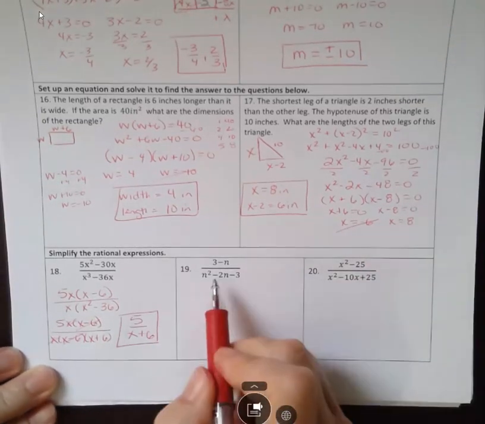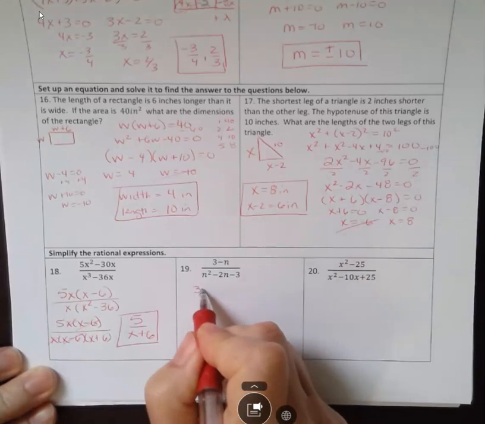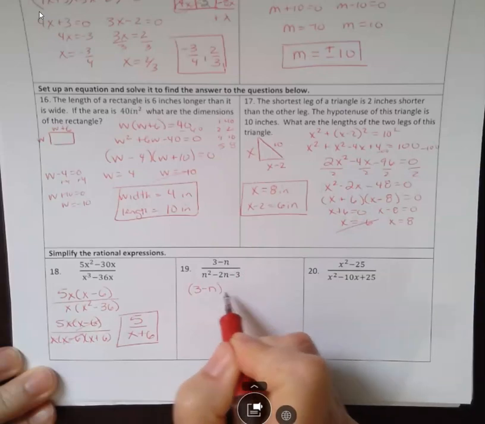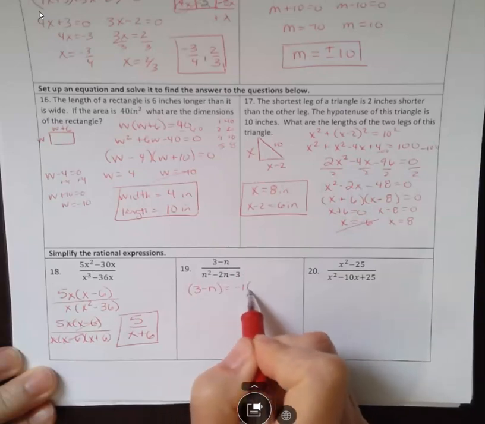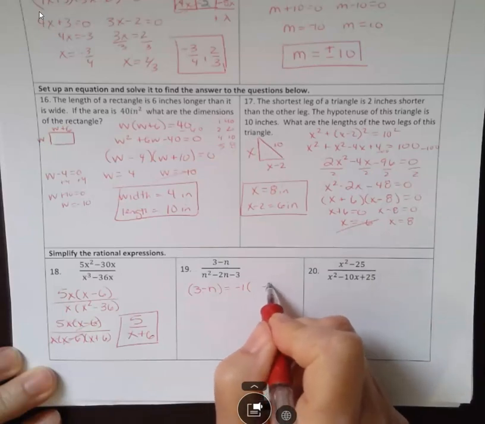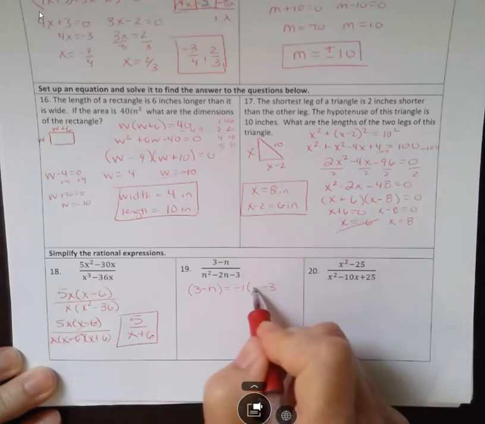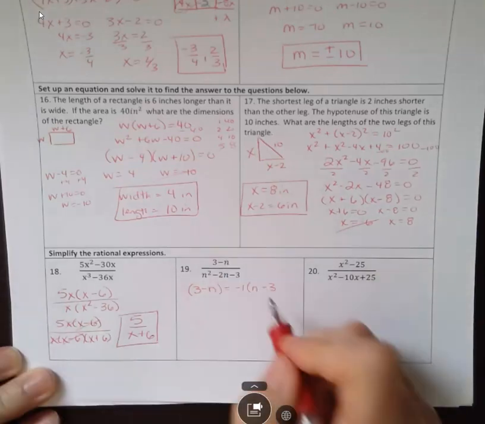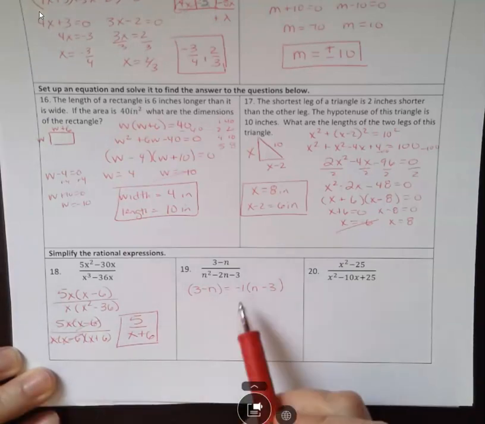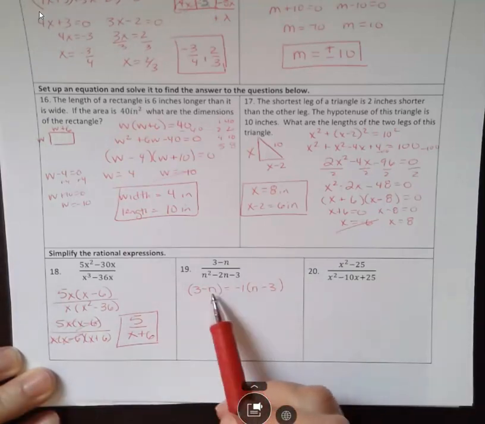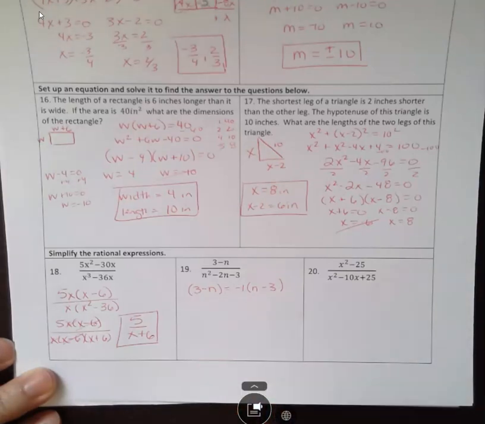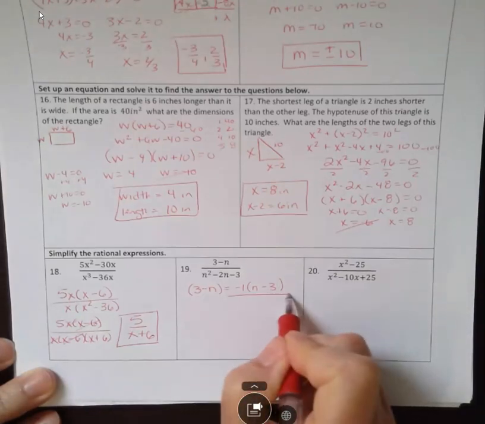answer. Number 19, I can't do anything with the top, but I might want to factor out a negative 1, because if I did take out a negative 1, I could change the 3 to be negative, and I could change the negative n to be positive. I'm just going to rewrite it in that order because I see n's first, but this is the same, right? Because negative 1 times n is negative n, negative 1 times negative 3 is positive 3, so you can always factor out a negative if you want to.